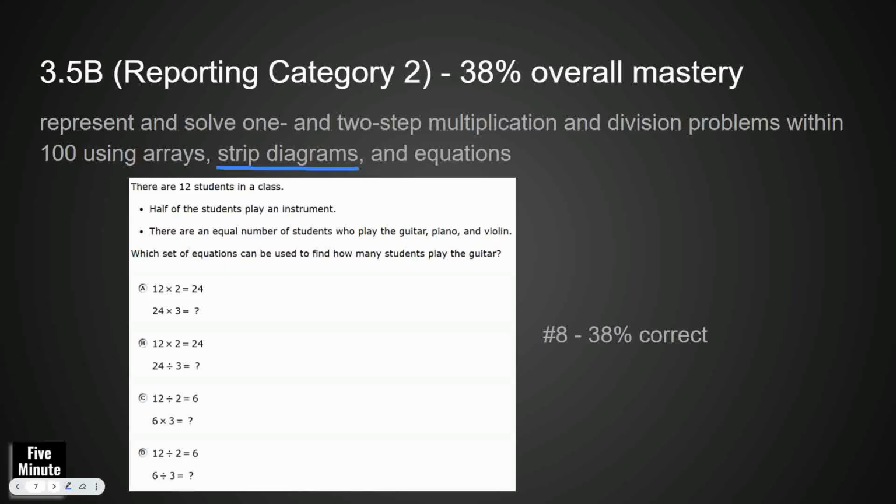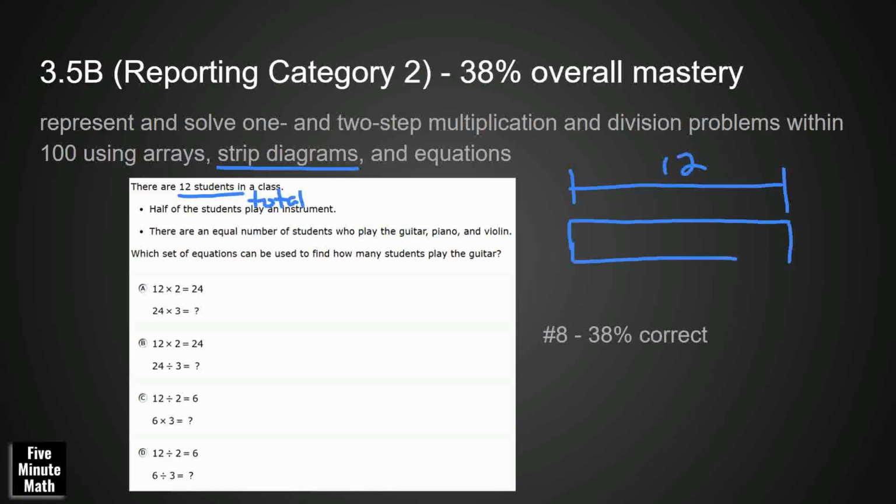So 12 students in class. So I'm going to just make my total. And this is key. The students see that this is the total. All right. Half the students played an instrument. So I'm just going to take this and I'm going to cut it in half. All right. So here's my instrument. And then I'm assuming this is no instrument on the other half.